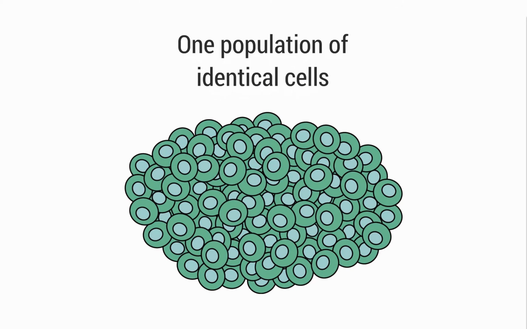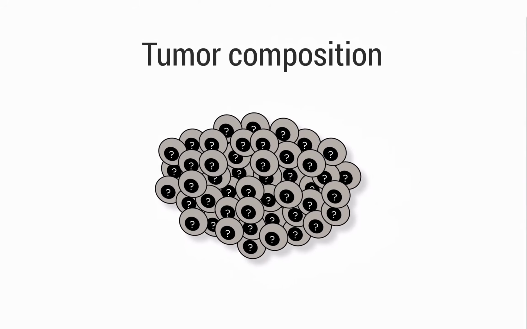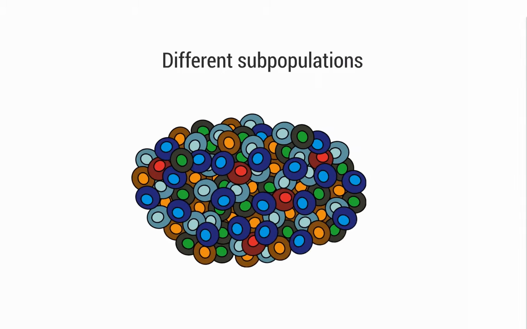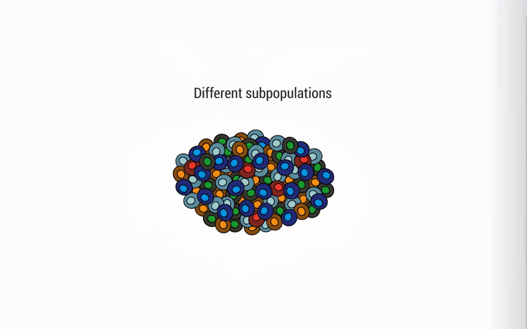Cancer was studied as a clonal disease for many decades. That means we thought that the tumor is made out of only one population of identical cells with identical characteristics. We now know that most cancers are not composed of only one population of identical cells, but rather of many different subpopulations, basically groups of cells that share distinct properties.